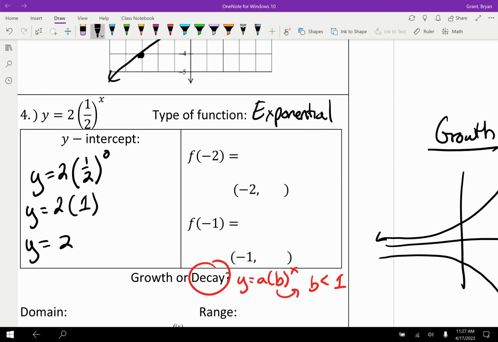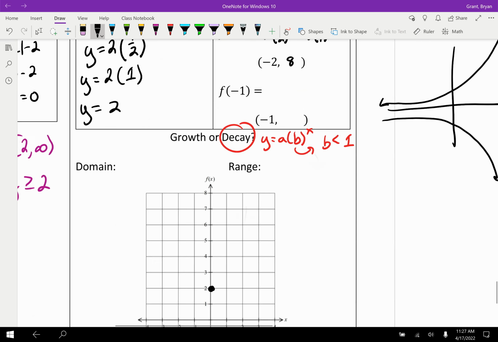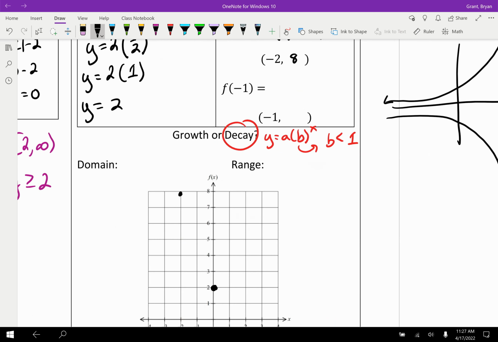Let's find f of -2. That'll be 2 times 1/2 to the -2nd. Right? I'm just replacing the x with -2 here. And then we just follow our order of operations. A negative will cause the reciprocal to occur. And then 2 squared is 4 times another 2 is 8. -2 comma 8 is on our graph. -2 comma 8 is up here.